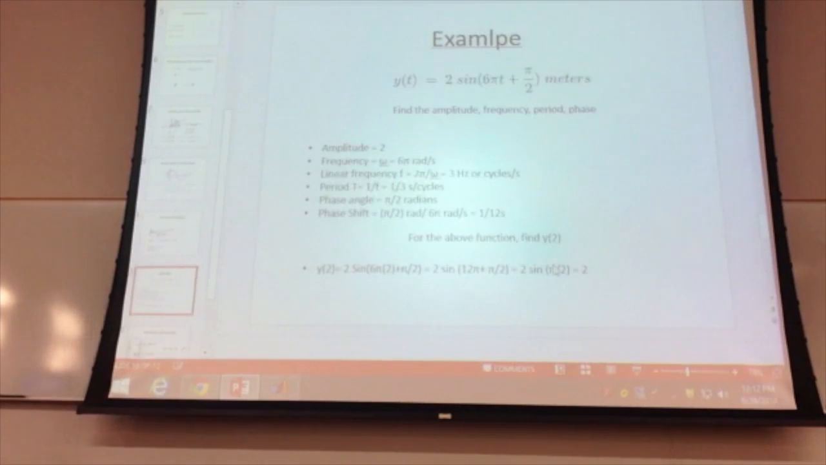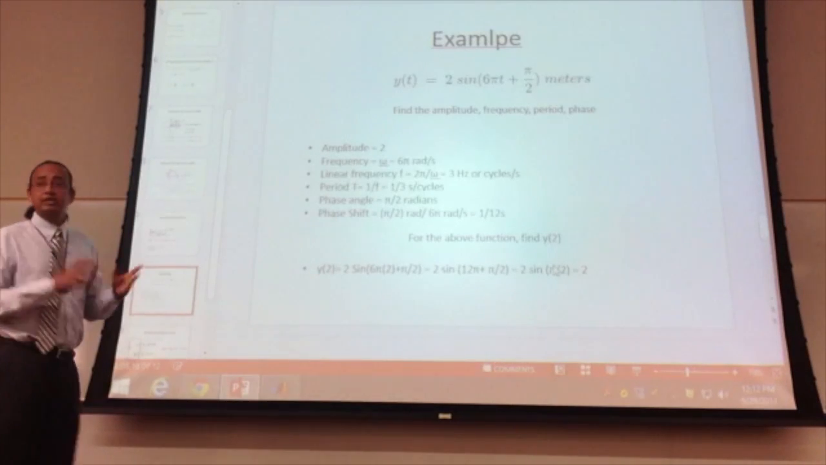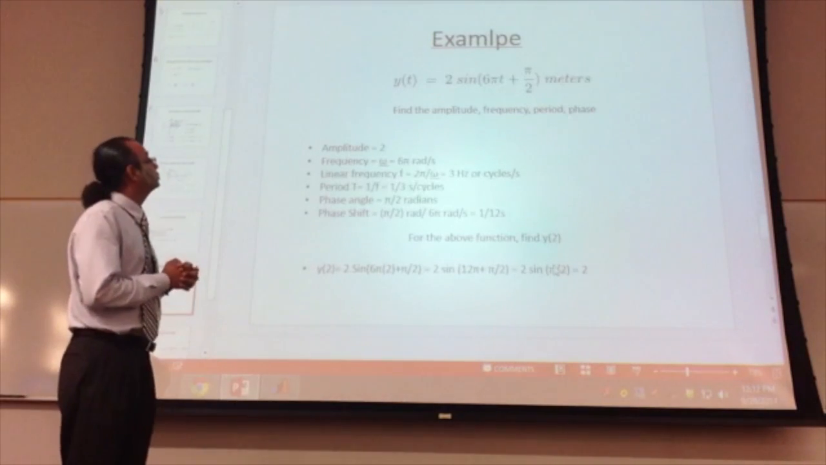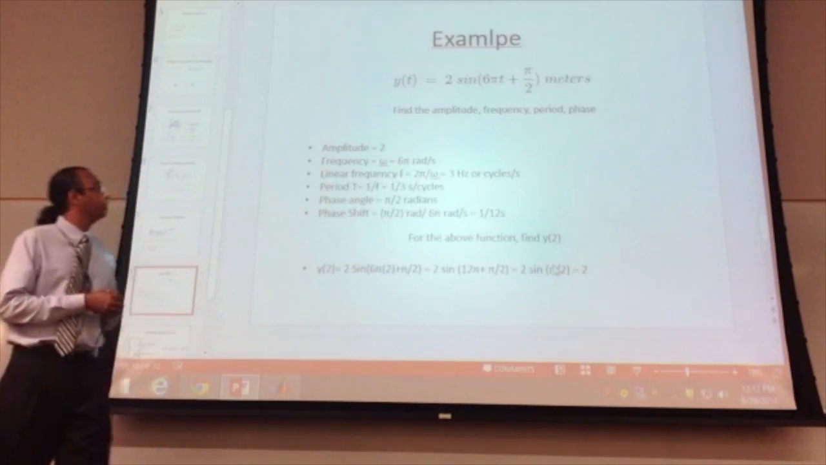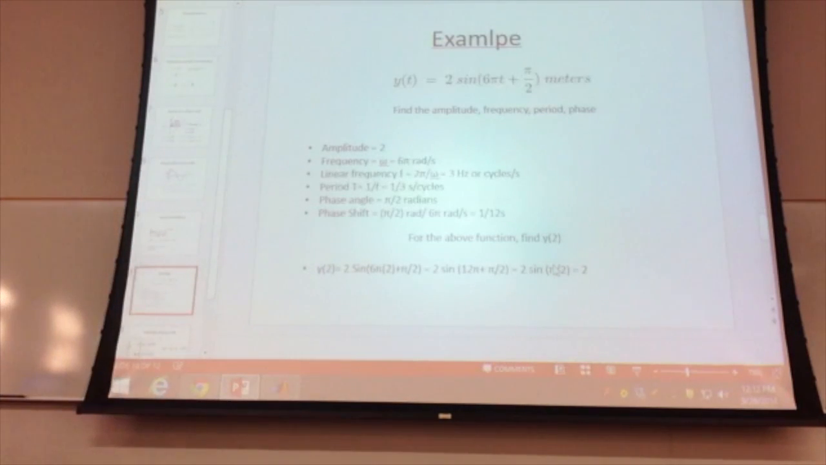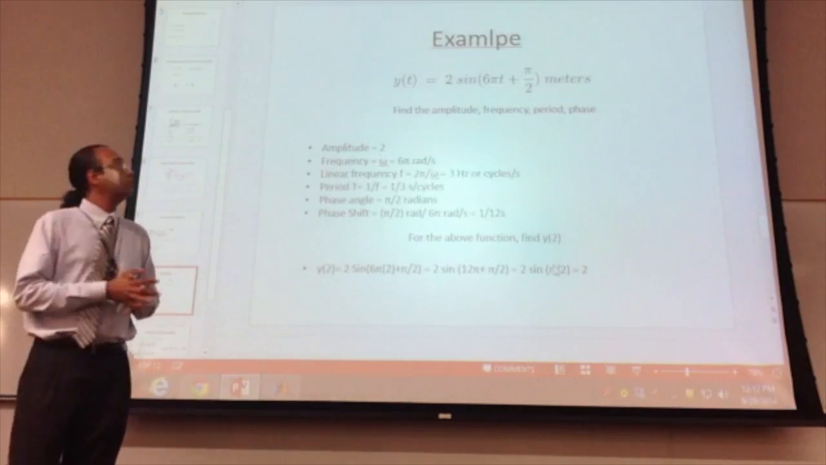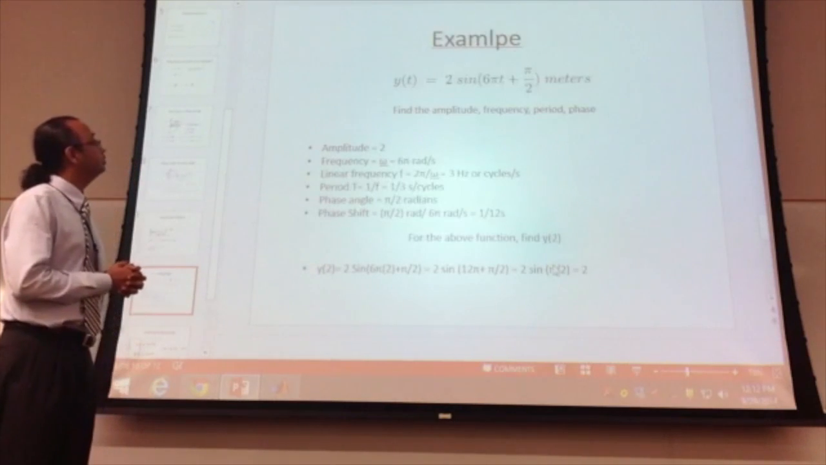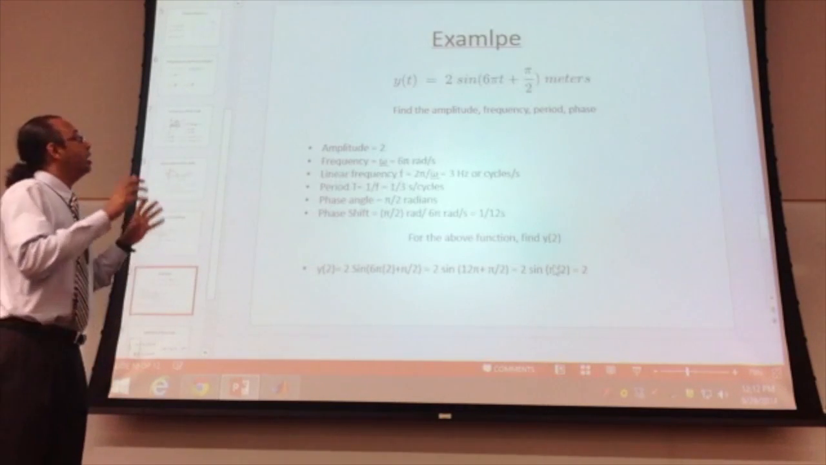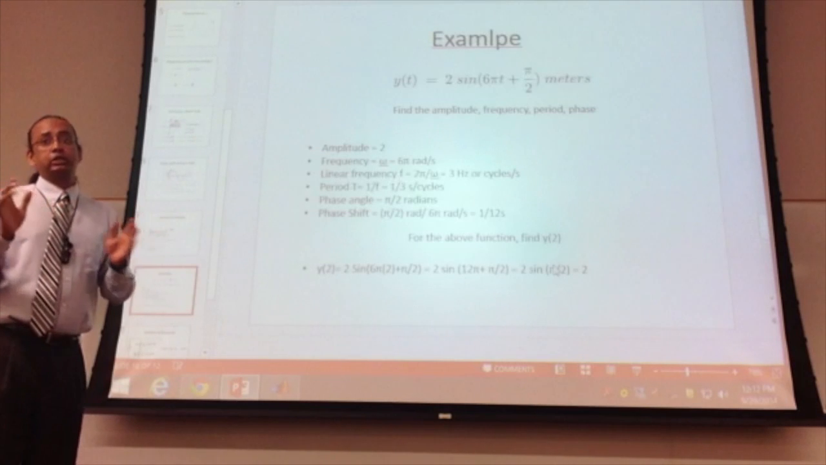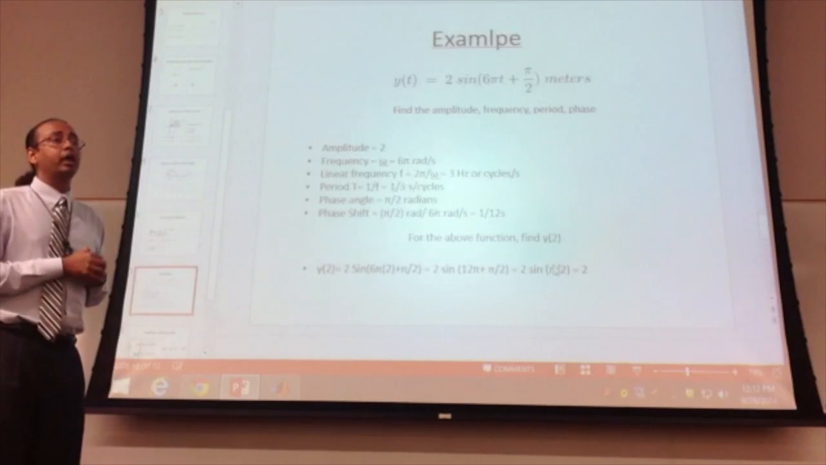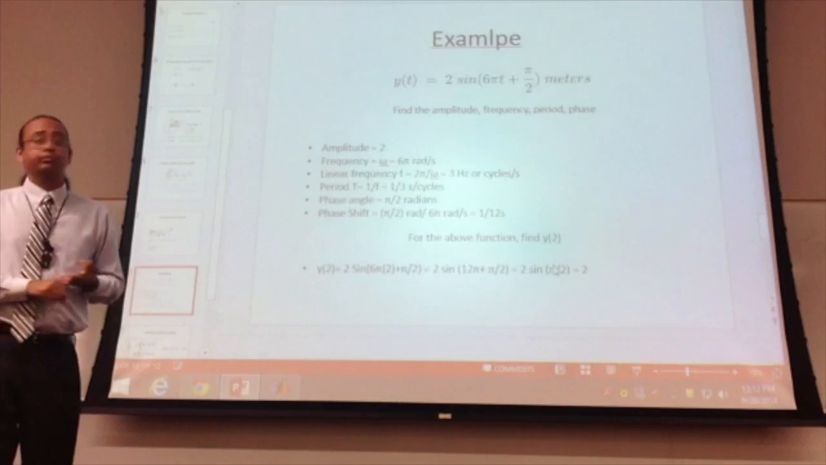All right, so let's do an example here. In the exam, you'll get a problem like this. A simple harmonic motion is given by the equation y of t is 2 sine 6 pi t plus pi by 2 meters. Now what does this mean? This has a bunch of information. So think A sine omega t plus phi, and let's find out what A, omega, and phi are.